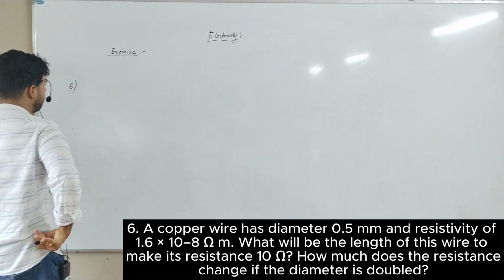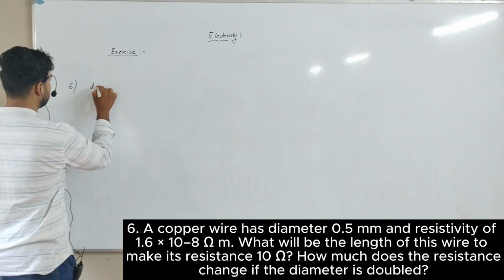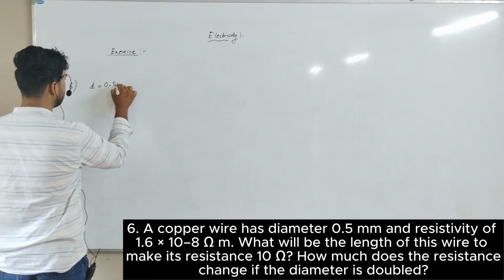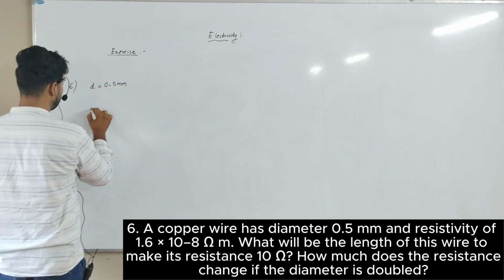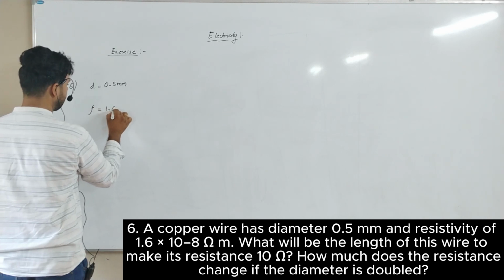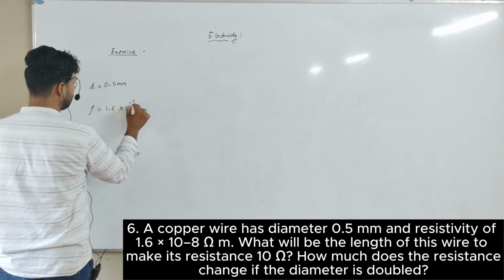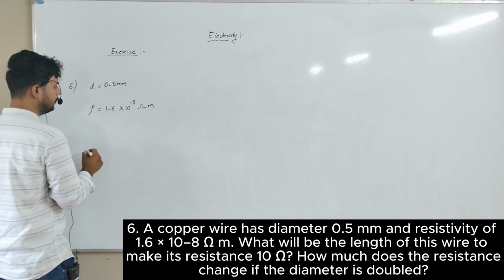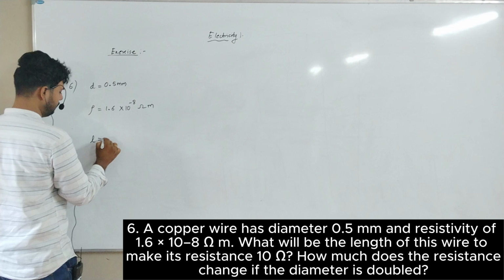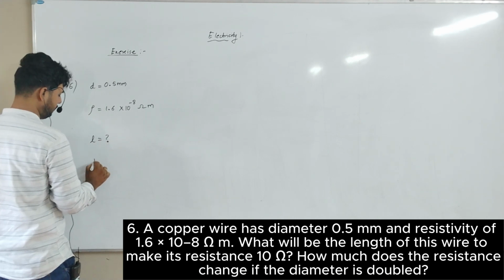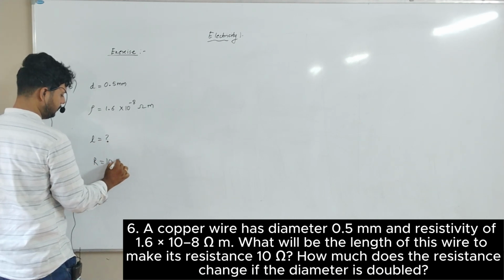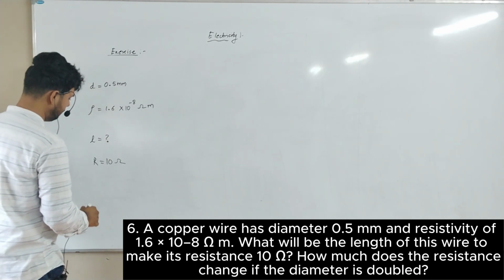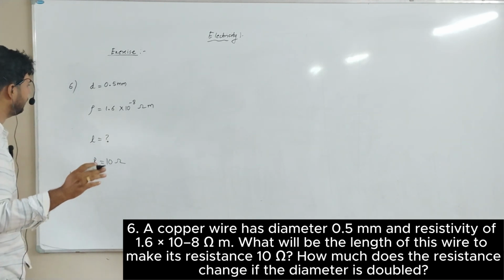Copper wire has diameter 1.5 mm. Resistivity 1.6 × 10 to the power of -8 ohm meter. What will be the length of this wire to make the resistance 10 ohm? How much does the resistance change if the diameter changes? That is the second one.